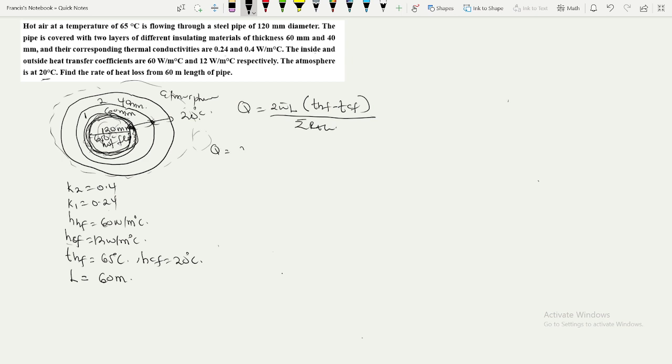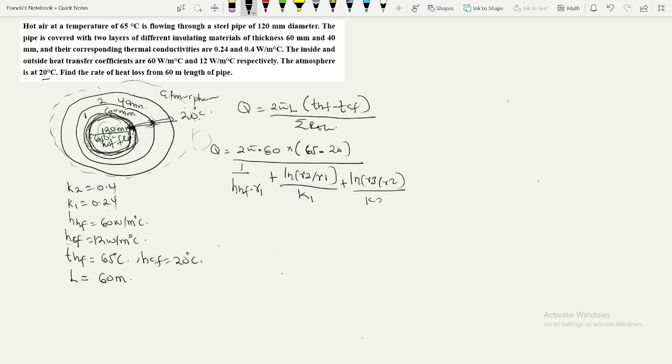Our Q now becomes 2 pi L. Our L is 60, multiplied by our THF, which is 65, minus our TCF, which is 20. The summation of all the resistances: from the hot fluid to the pipe is by convection, so 1 over HHF times R1, because that is our radius, plus from this point to this point by conduction, ln R2 over R1 all over K1, plus from this point to this point also by conduction, ln R3 over R2 all over K2.